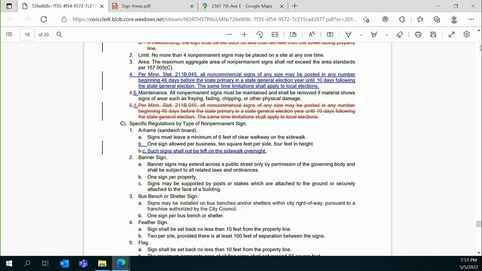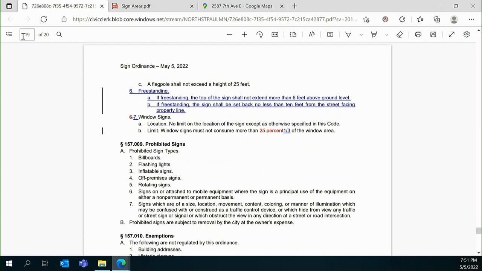All right. So the last thing I had was on page 19. It's a really little thing. Item 6, right at the top of the page, freestanding. And then A and B both say if freestanding, you don't need the if freestanding. It's clearly freestanding. I think that was my last thing. I know we just copied and pasted that from somewhere else.